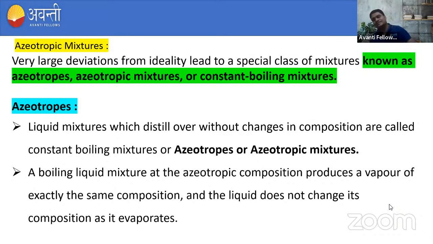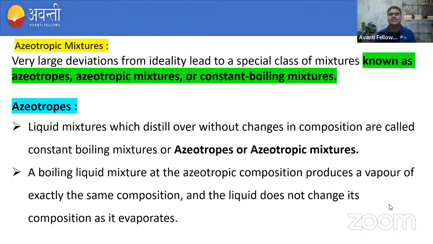Because we know that if you boil water, it has a constant boiling point like 100 degrees. If we boil ethanol, we have a constant temperature like 74 or 70 degrees. They are mixtures, so they are supposed to possess a varying boiling point. But no, they show a constant boiling point even though they are mixtures. So azeotropes are such mixtures which boil at a constant temperature, just like a pure liquid. Liquid mixtures which distill over without change in composition are called constant boiling mixtures, or azeotropes, or azeotropic mixtures.